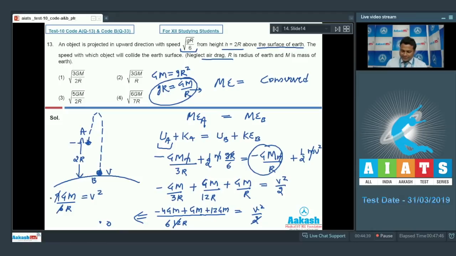So after solving, we can say that speed will be under root 3 by 2 GM upon r. And after looking at the options, we can say that option number 1 is absolutely correct. So we will go with option number 1. Now let us proceed to the next question, that is question number 14.